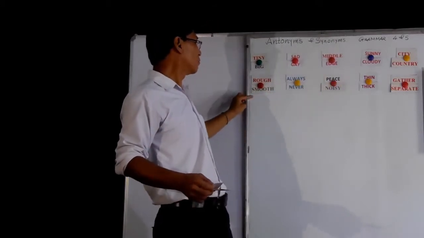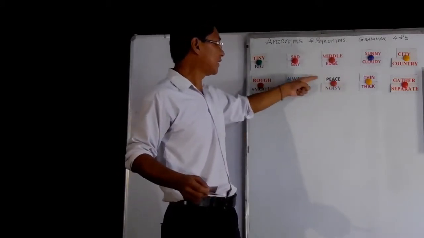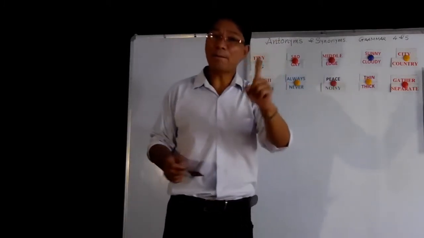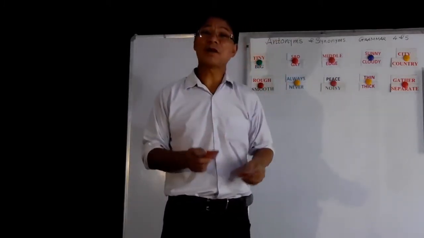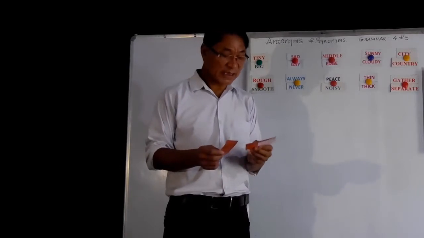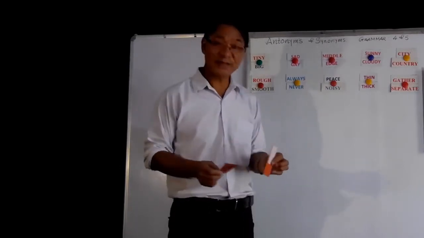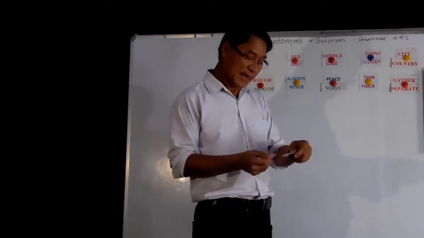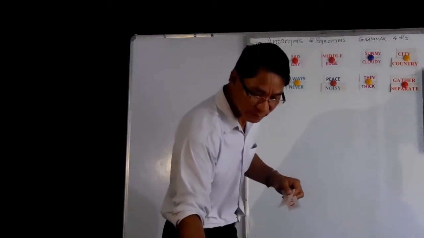In the same way, apart from these antonyms, tiny, big, sad, gay, middle, edge, sunny, cloudy, city, country, rough, smooth, always, never, peace, noisy, thin, thick, gather, separate. Apart from these, I have some other antonyms. I think these are very important for grade 4 and 5. I have selected some important antonyms. And next one is very simple.